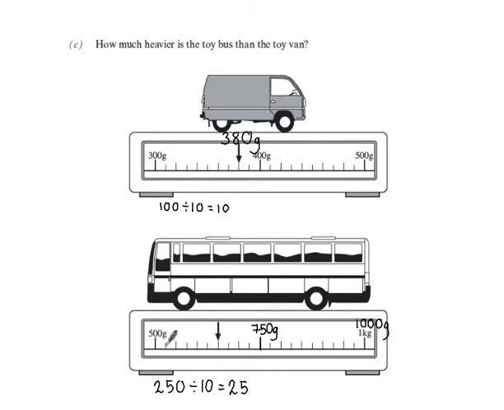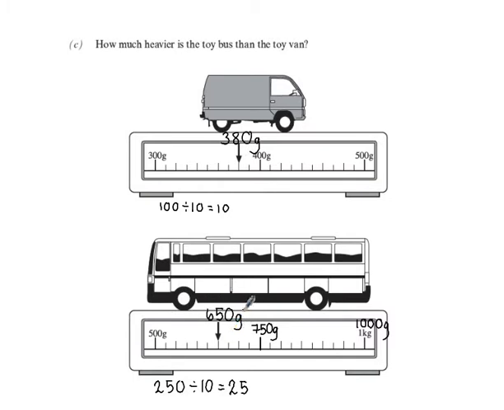So 500, 525, 550, 575, 600, 625, 650, 675, 700, 725, 750. So it works. So like we said, it goes 25, 50, 75, 600, 625, 650. So the bus is 650 grams. Now remember, it did ask how much heavier is the toy bus than the toy van.